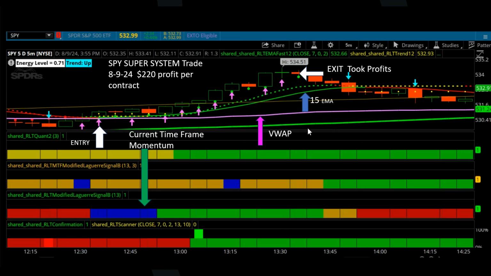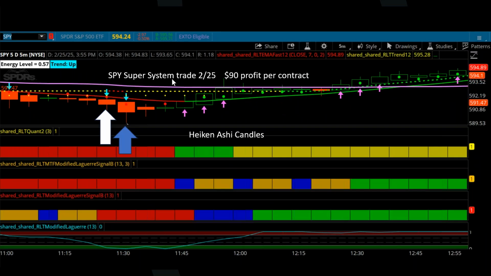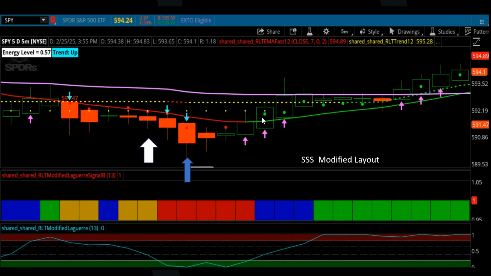But there is your 15 EMA right there. There's your 8 exponential moving average. Is not on here. No, I haven't got the 8 on this one. This was before I put the 8 on there. So when we get in here, we get above the VWAP, the 15 would become our stop. All right, this SPY super system trade here, in here, out here. See this selling? Boom, right here, breaking down with a pop out of the box below the 15. We take it right here, $90 profit. That's more reasonable right there for a trade.